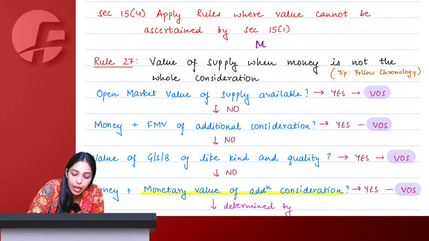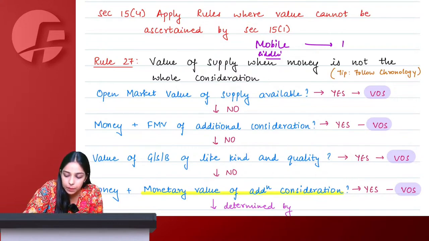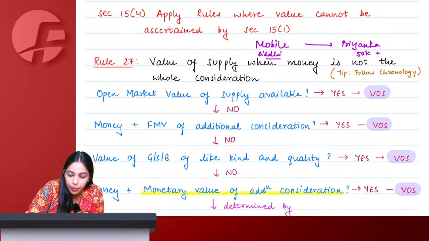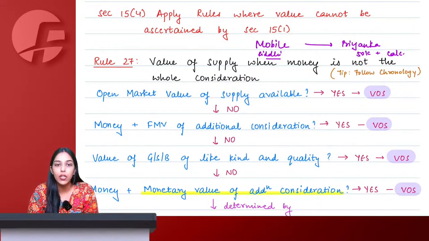Let us take an example. I supplied a mobile. Riddhi, being a supplier, supplied a mobile to, let us say, Priyanka. And Priyanka gave me 50,000 rupees plus a calculator in consideration. So now 50,000 cannot be taken as the value of supply. Why? Because 50,000 is not the sole money. I have also received some additional goods or services. So now how to determine the value of supply?